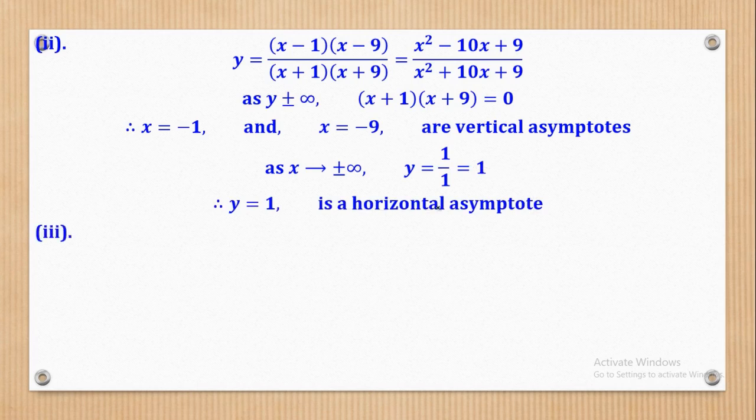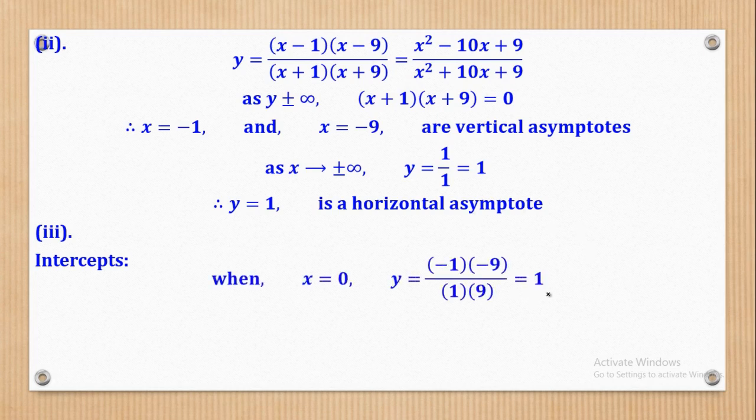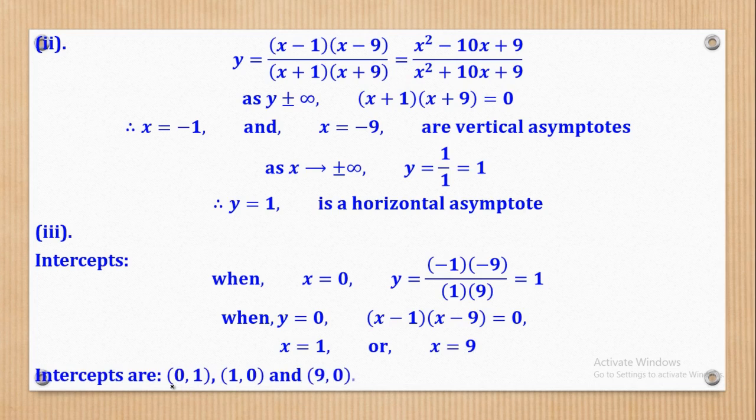Now we shall go to part 3 of sketching the curve. But for you to sketch, remember we have to go through all the steps. So we need intercepts and we need the region where the curve lies and also need critical values. So let's start with the intercepts. When x equals 0, y will be equal to 1, and when y is equal to 0, it implies that x is equal to 1 or 9. Therefore, the intercepts will be (0, 1), (1, 0), (9, 0).